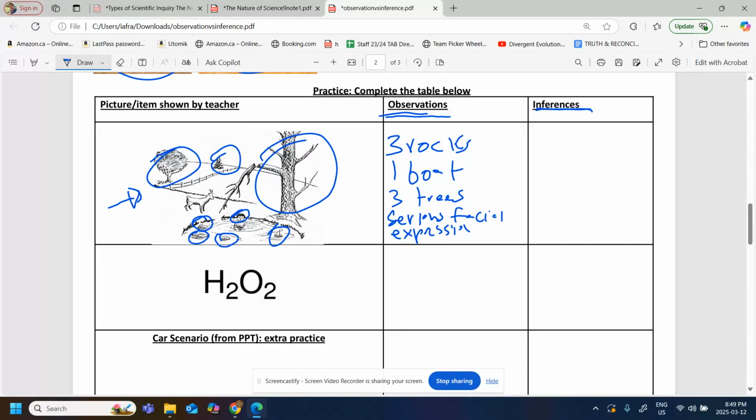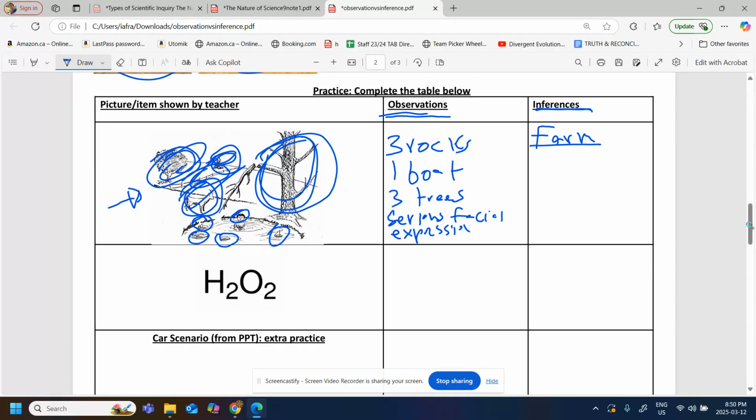An inference you might make based on the fact that there's a fence or a gate, a goat, and trees, you might say this takes place on a farm. That could be an inference. You're inferring that it's a farm because of the goat and the trees and the gate. You could infer that the individual was kicked in by the goat. That's possible. It might be wrong, but it's possible.